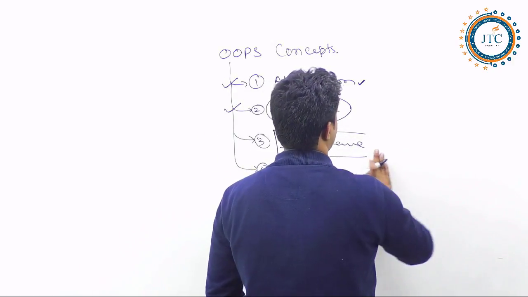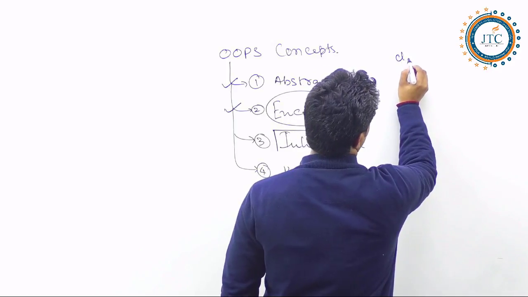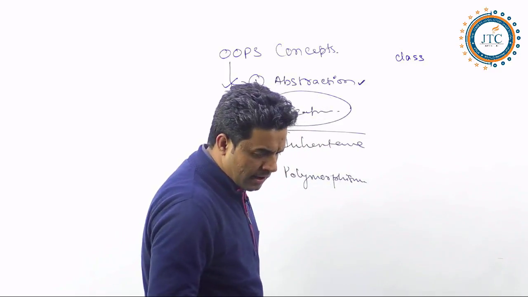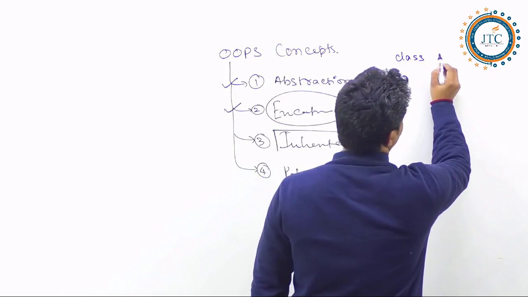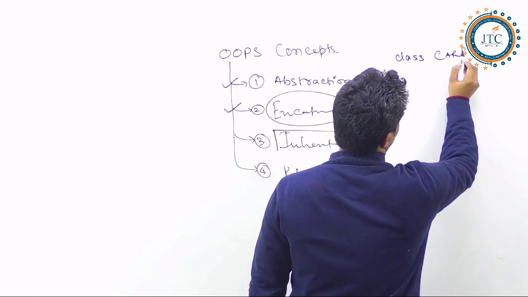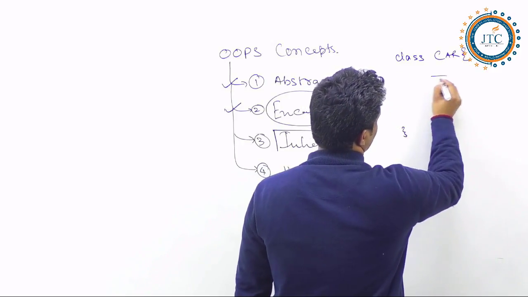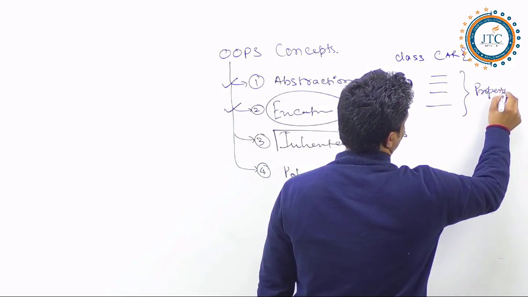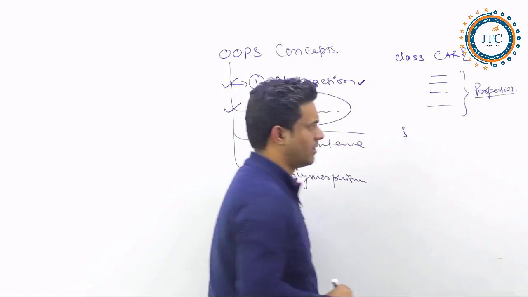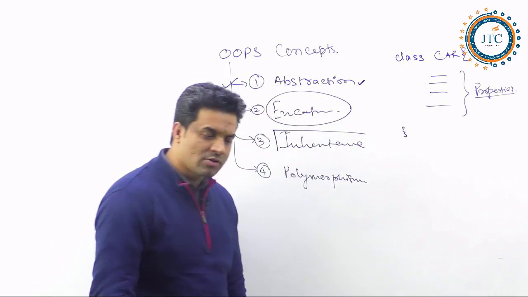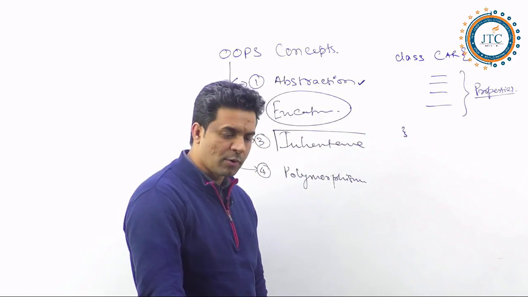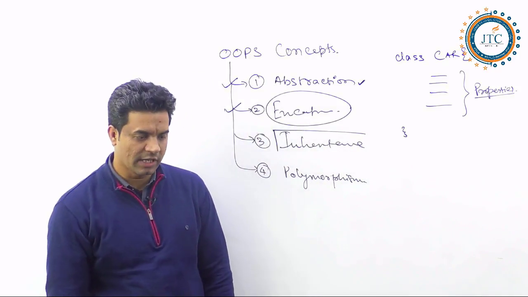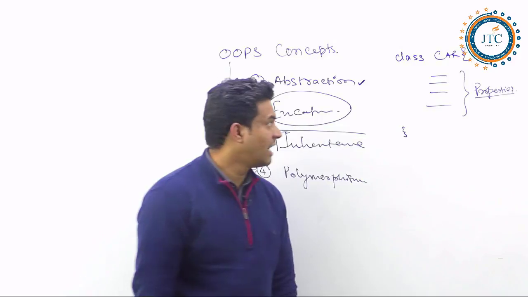If you are writing a class, let's say I am writing a class. Suppose we have a class called Car. Into this, some properties are available here. So there is a class called Car, and inside this some properties are available. Is it okay?